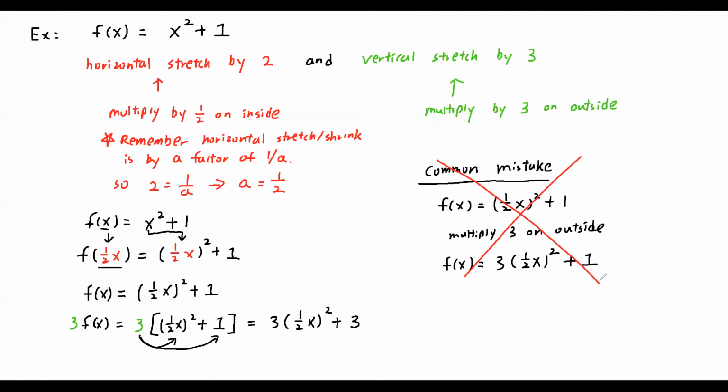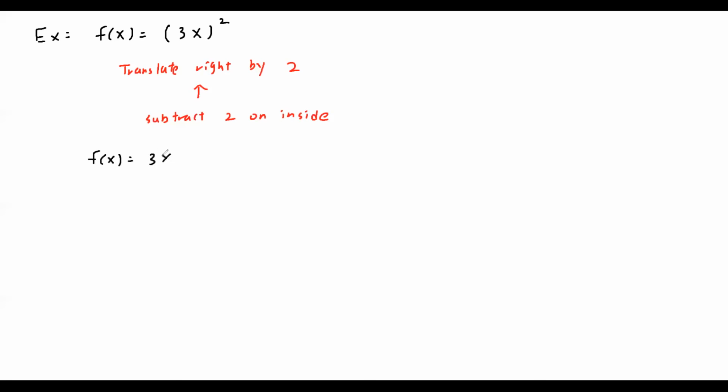So let's take a look at our last example. f(x) is equal to (3x)², and we want to perform a translation right by 2. This means that we have to subtract 2 on the inside. So if we rewrite the equation, f(x) is equal to (3x)². Translate right by 2 means subtract 2 on the inside. So we will get f(x − 2), which is equal to (3(x − 2))². But be careful, we have to put a parenthesis around our x − 2.